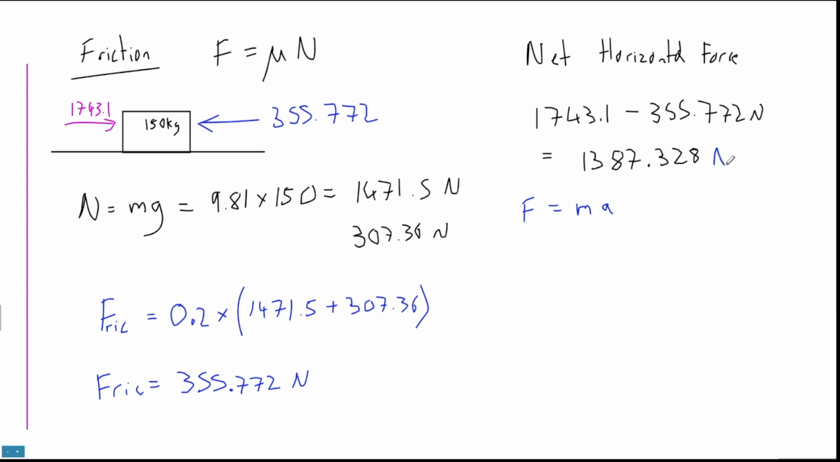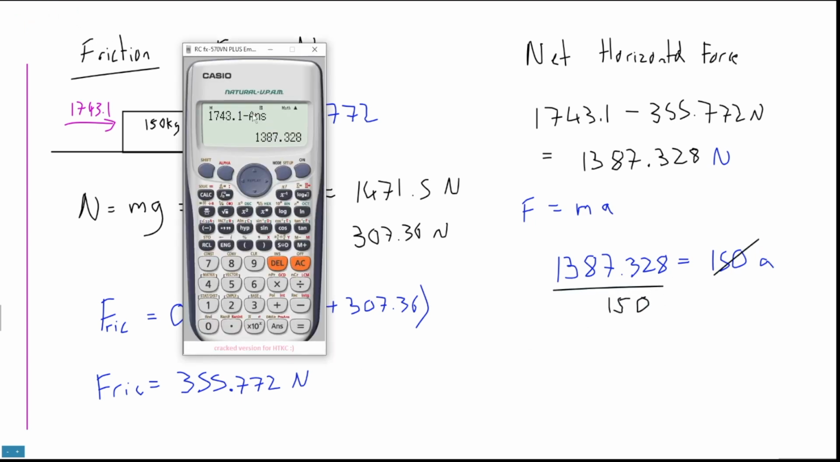We know the force we're pushing it is this one here, so we can work out A from that pretty easily. We're going to say 1387.328 is equal to 150A. Transpose for A, I mean divide by 150, and we can get A. So get a calculator. I've already got it in my calculator. Divide it by 150. Hit it.